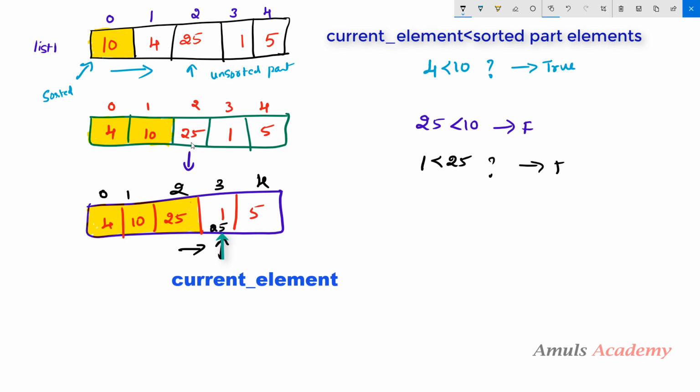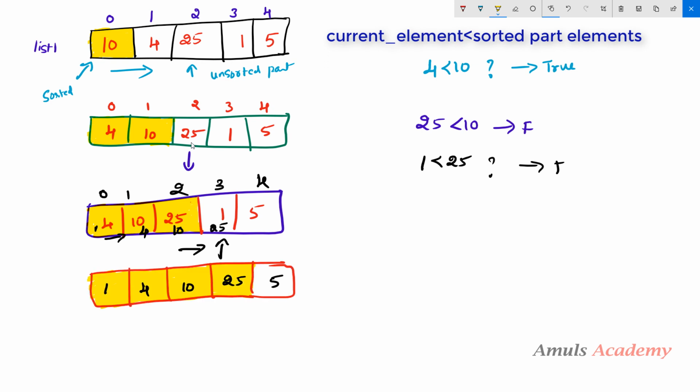Okay, so next I'll compare this 1 with the 10. Whether 1 is less than 10. Right, so 10 will come here. Again I'll check whether 1 is less than 4. Yes, it is. 1 is less than 4. So 4 will come here. Okay, so now I'll place 1 here. So we'll get 1, 4, 10, 25 and 5.